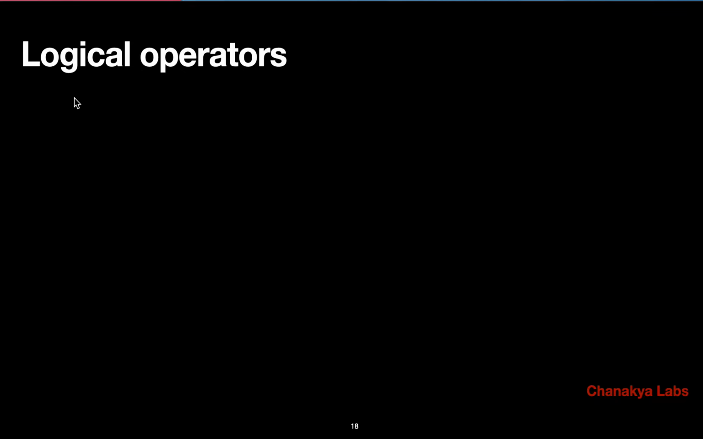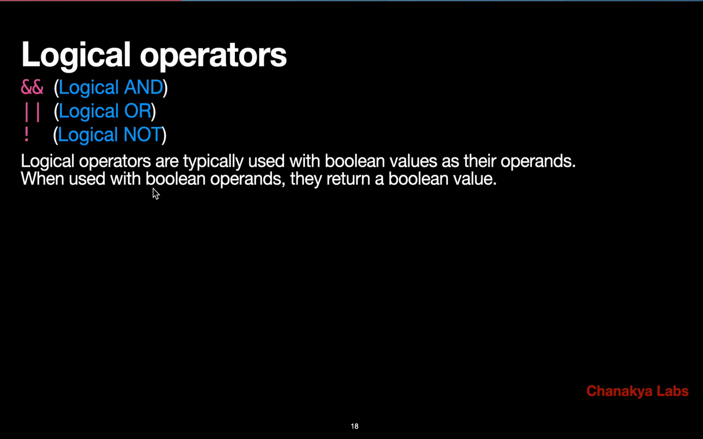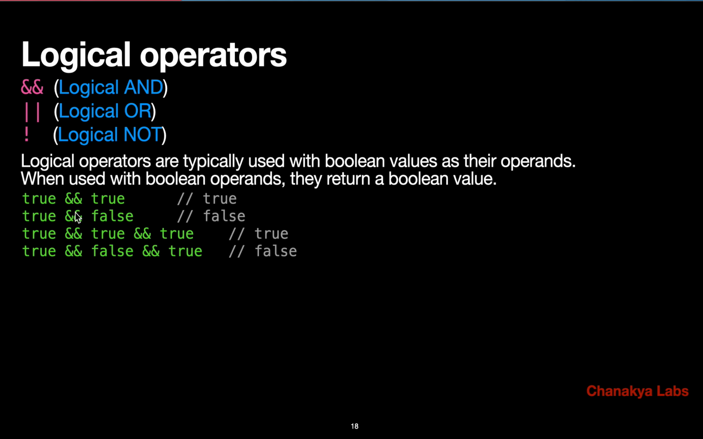Now let's have a look at logical operators. Logical operators are basically and, or, not, which means that they are used at places where boolean values are there. So for example, true and true, or you can have true or true. And earlier we gave an example of the unary operator not, which means that if you put not in front of any boolean value, then its value is flipped.